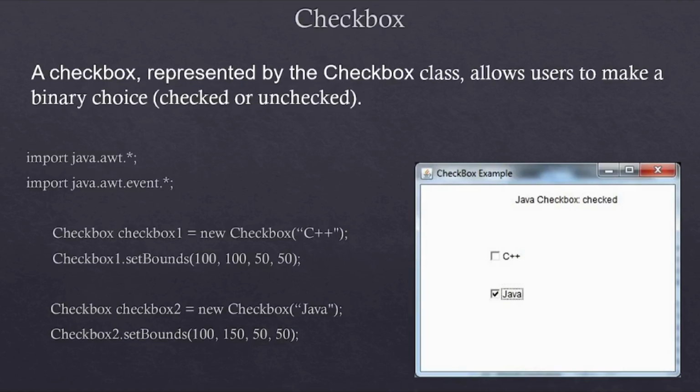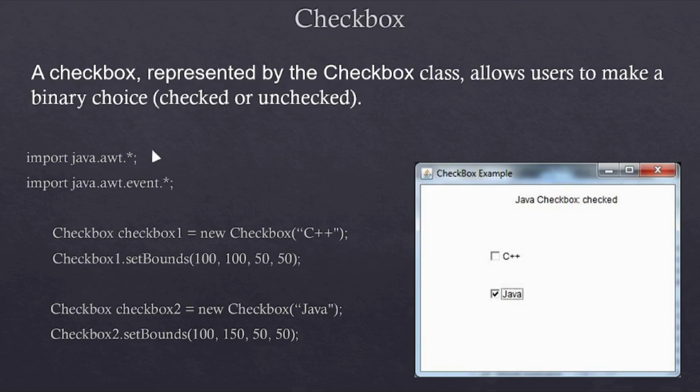A checkbox is a graphical component that can either be in an on state or an off state, which is either a true state or a false state. So clicking on a checkbox can either change the state from on to off or from off to on. So a checkbox is represented by the checkbox class, and it allows users to make a binary choice. So a user can either have one option on or multiple options on. The difference between a checkbox and a radio button is radio button allows for only one choice, whereas checkbox allows for multiple choices.